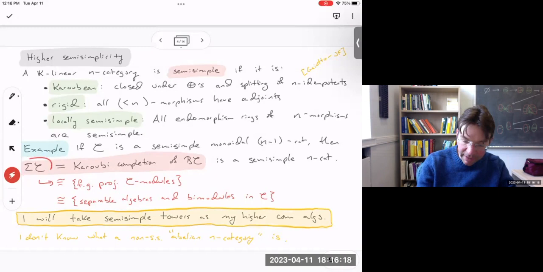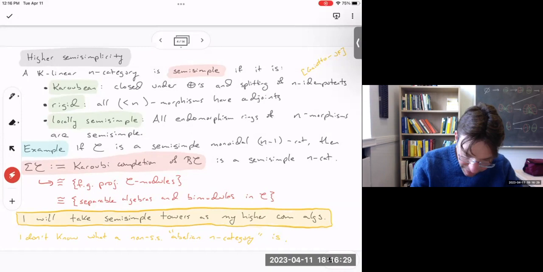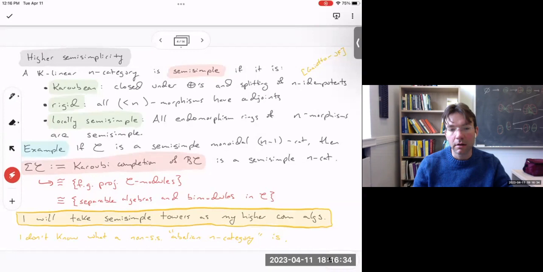And if C itself was semi-simple and rigid monoidal, then its suspension, this sigma construction, gives you a semi-simple n category. So that's the most basic thing you can do, just take Karoubi completions.